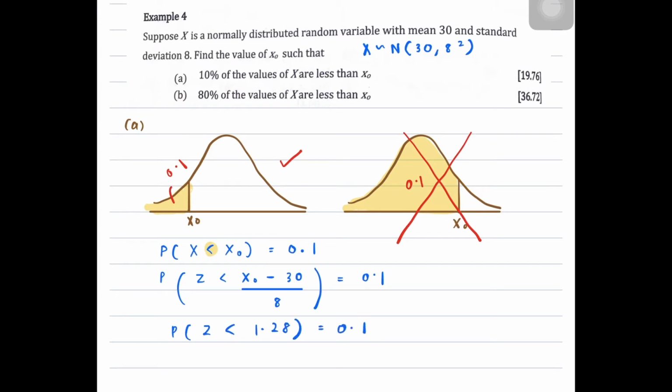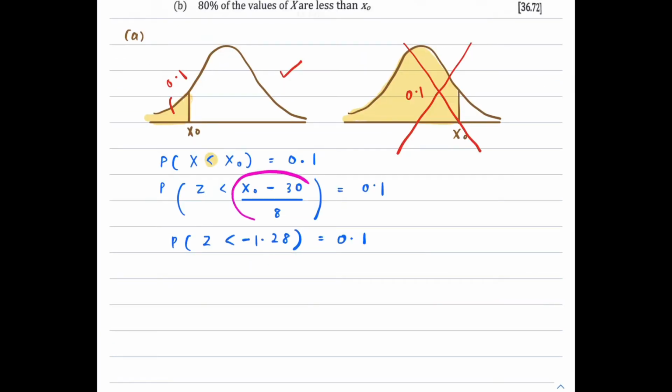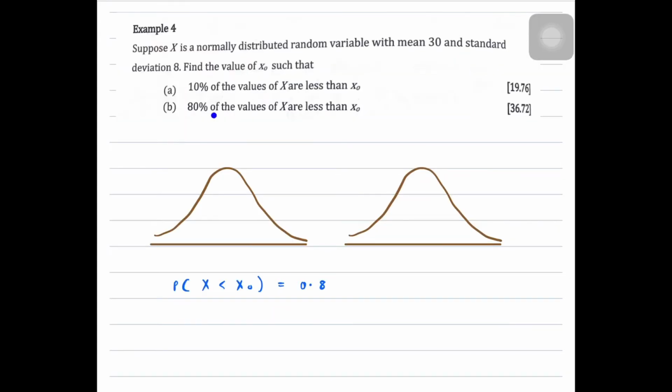Okay, remember when you have x0 at your left side area, put the negative sign of the z value because when your z is less than half, it is always a negative number. So this is equal to the value that you find from your table just now. So you have x0 minus 30 divided by 8 is equal to negative 1.28. So your x0 value will be equal to 19.76.